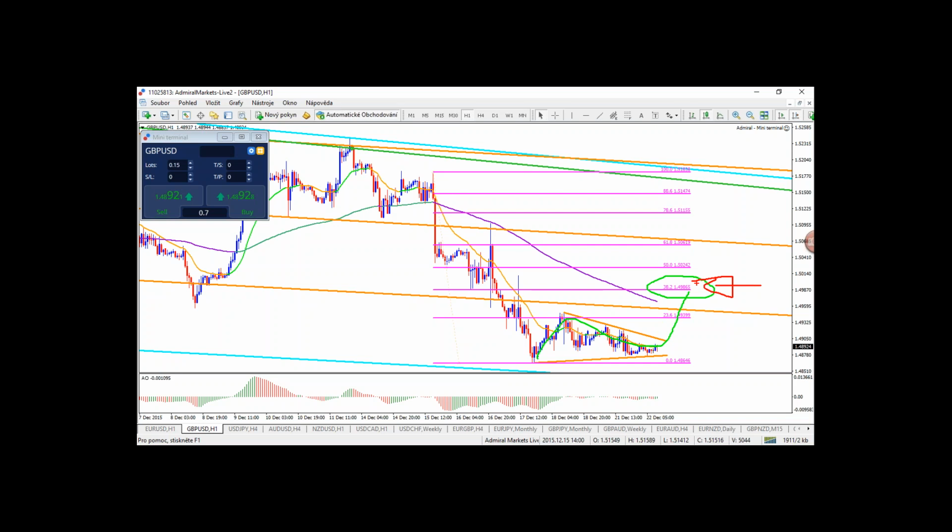Considering today, I would not put a pending order there. I would just wait for price to get there and wait for a bit of a wick on the hourly chart to confirm a bounce at that level.